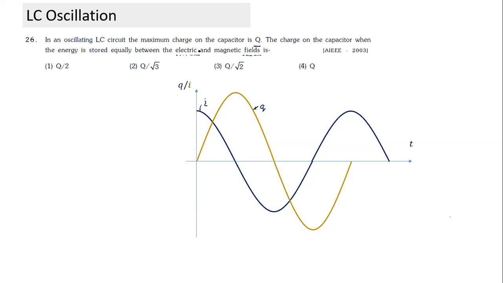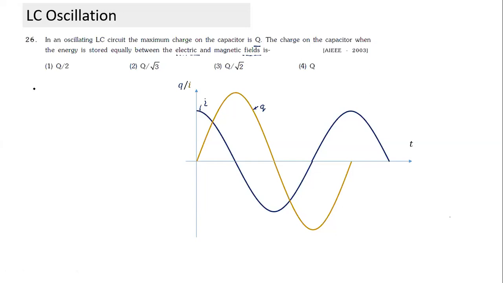In case of a spring mass system also, when are kinetic energy and potential energy equal? What is the phase angle, what is the time, and what is the displacement? So one way I can relate it to a spring mass system. Second, I can simply solve it. What is the maximum charge, and what is the charge on the capacitor when the energy is equal between electric and magnetic field?